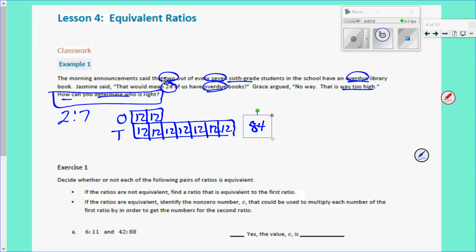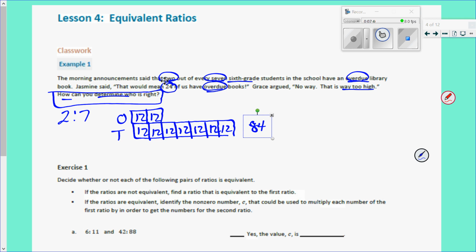Okay, let me stop here for a second. Let's look at our tape diagram. What is our tape diagram comparing? What does the O represent? What does the T represent? How many people don't have Big N? 48, 60, 72, 84, 96, 108. This is the total students, guys. It's up there. This is the total students according to Jasmine.